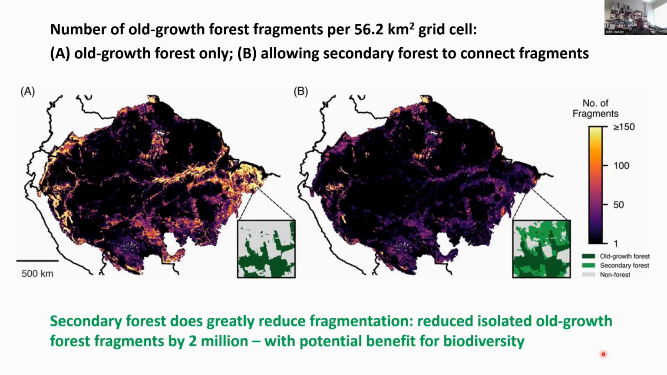So secondary forest does greatly reduce fragmentation, reduces the isolated old growth forest fragments by 2 million, which is a huge number. Of course, it's across the whole Amazon, but this has major potential benefits for biodiversity.